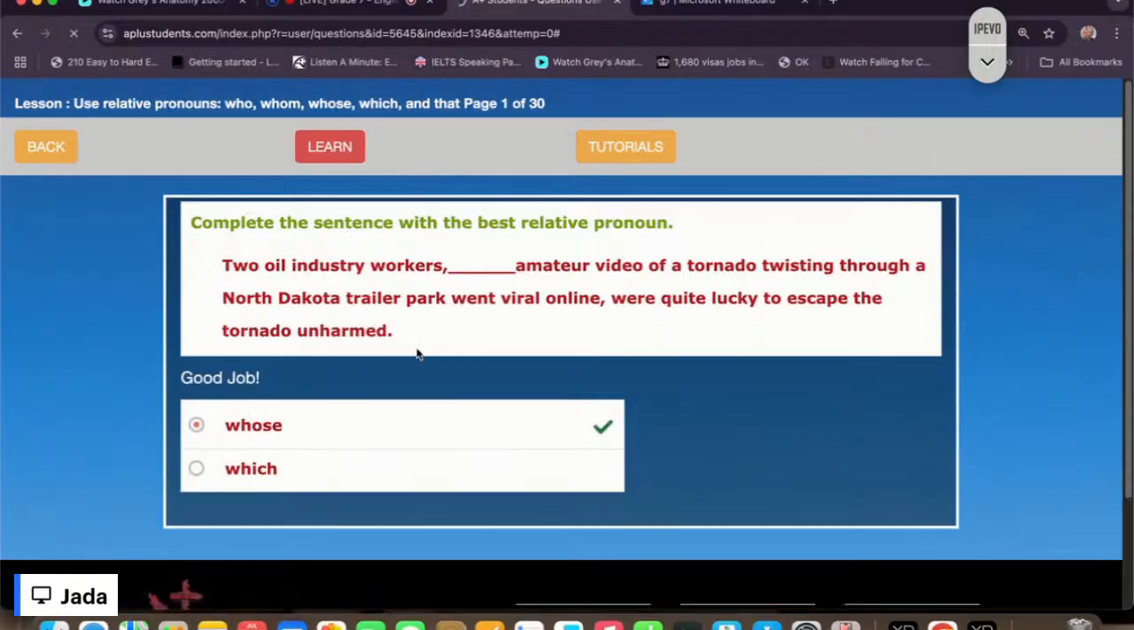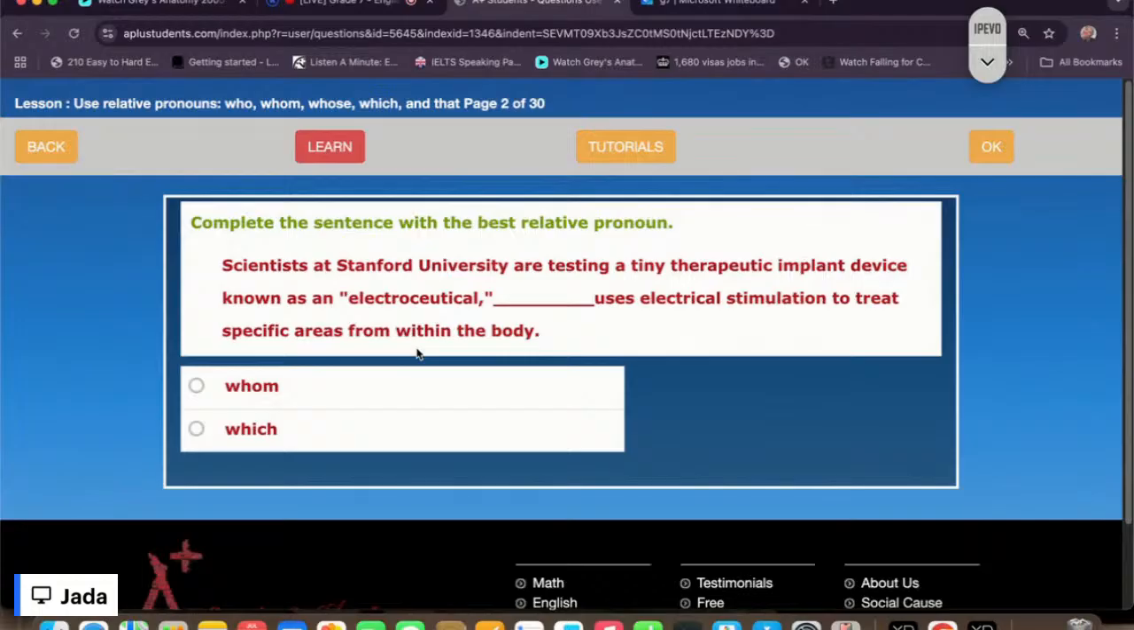All right, so we have whose. Okay, scientists at Stanford University are testing a tiny therapeutic implant device known as an electroceutical, dash uses electrical stimulation to treat specific areas from within the body. Is it whom or which?